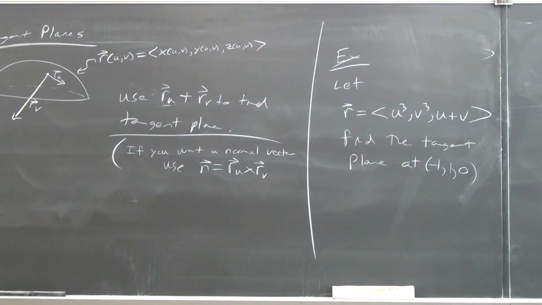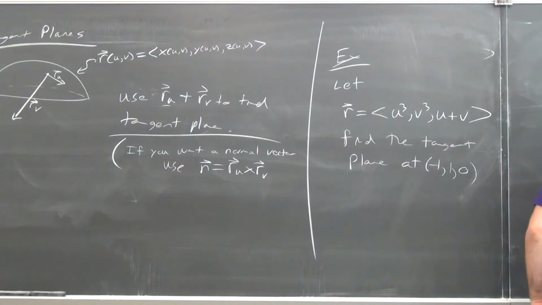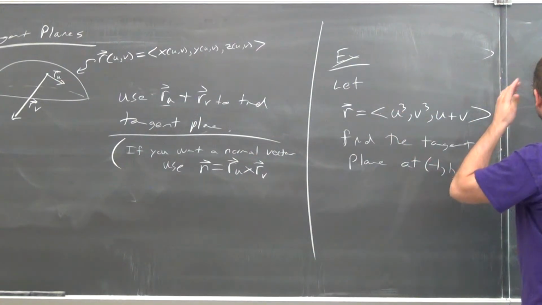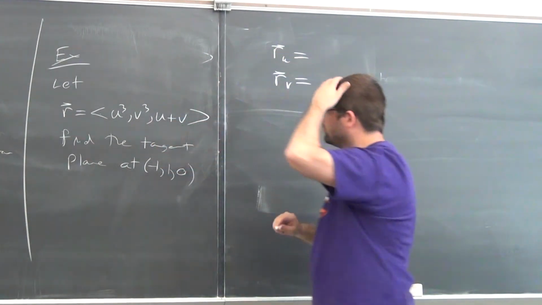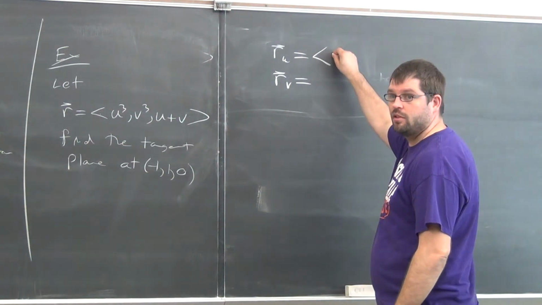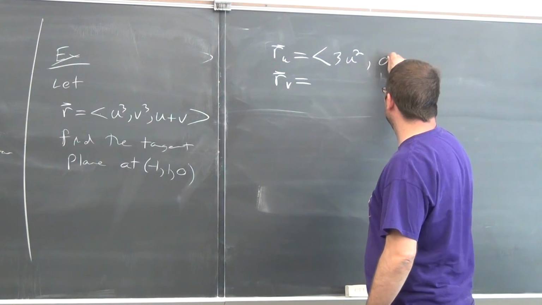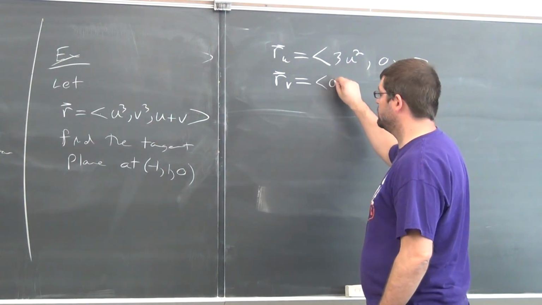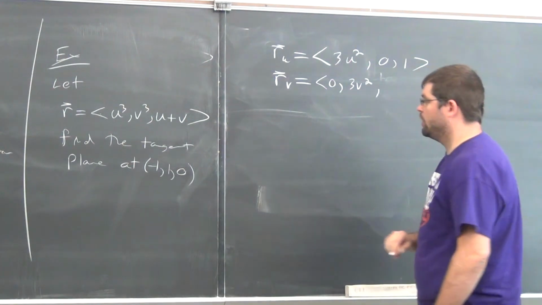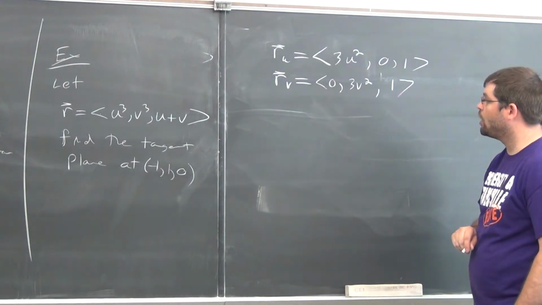Alright, so hopefully we'll do something here. Again, all you're going to use is this point, and then you just compute the R sub u and the R sub v. So what's R sub u? What's R sub v? R sub u is (3u squared, 0, 1), and R sub v is (0, 3v squared, 1). Everyone okay with that?